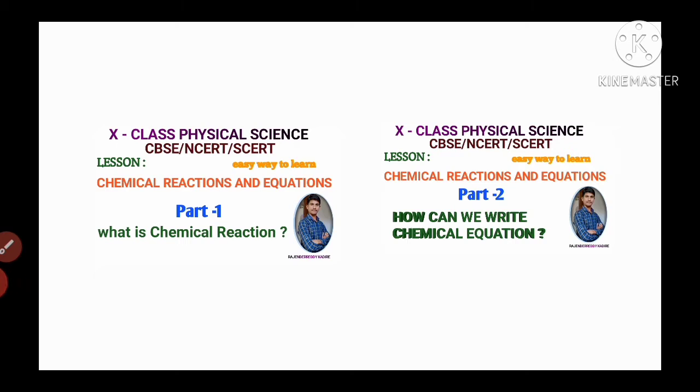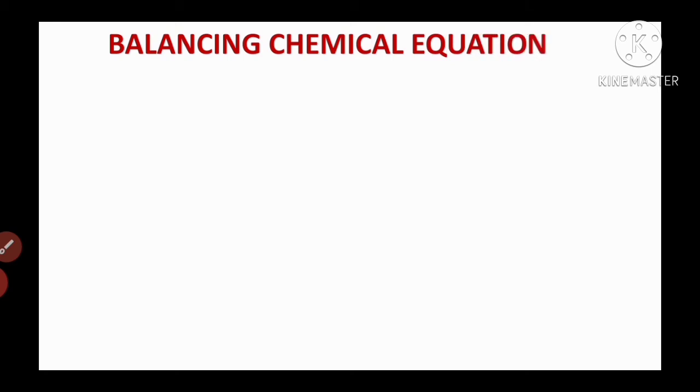In previous videos, we discussed how to write a chemical equation, what a chemical equation is, and what physical changes and chemical changes are. Now, in this video, we are going to discuss balancing of chemical equations. Why do we have to balance the chemical equation? What is the reason behind that?